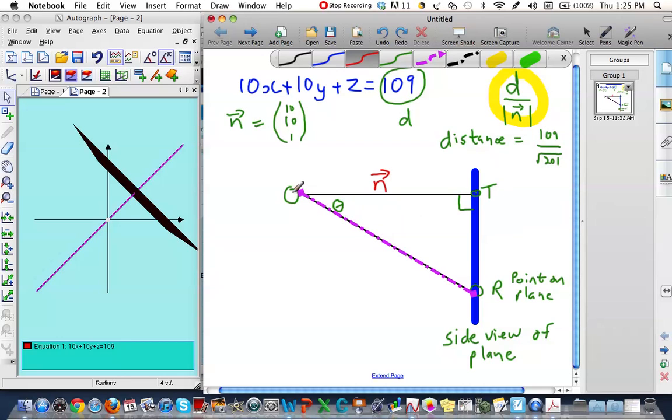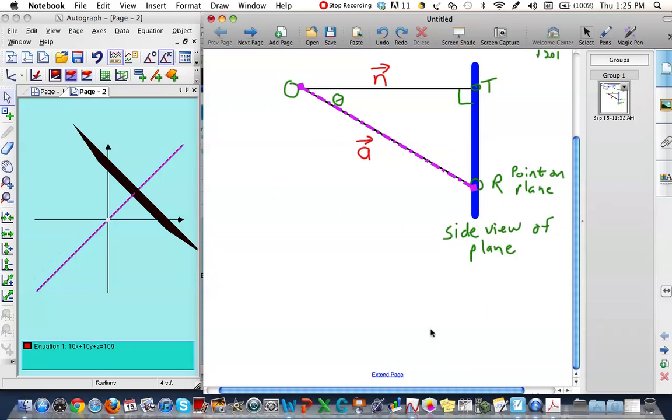Okay, OR I'm going to treat as a vector. Even though it is a position vector, the coordinates of R, whatever they happen to be, if I expressed OR instead as a vector, which I'll call vector A, it would be R's coordinates minus the origin's coordinates, which would simply yield R's coordinates.